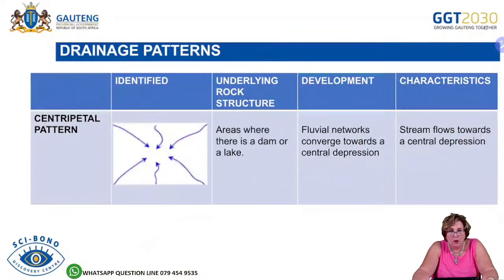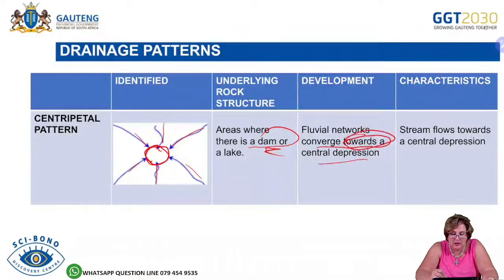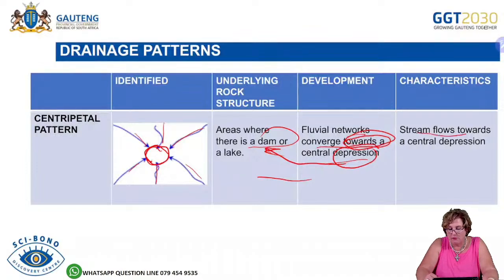Centripetal is just the opposite of radial. It's the area where there's a dam or a lake in the middle. So I have water flowing in all directions down to the dam or the lake. I have fluvial networks which converge towards the central depression. That depression is the dam or the lake, and the streams flow towards a central depression. It flows down.